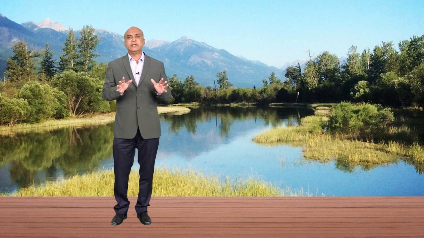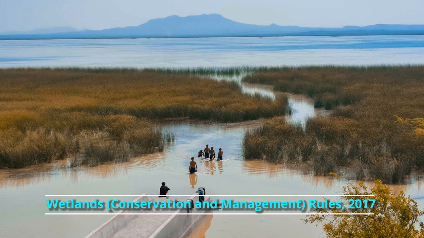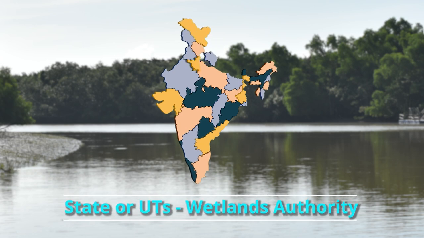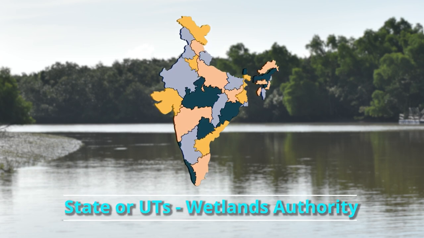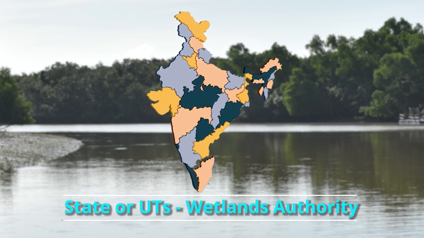Overall, the conservation of wetlands in the country is governed by the Wetlands Conservation and Management Rules 2017. Under these rules, each state or UT has its own specific state wetland authority with technical and grievance committees. There is also a National Wetland Committee. In these committees, experts of different backgrounds and officials of different departments work together to manage these wetlands.